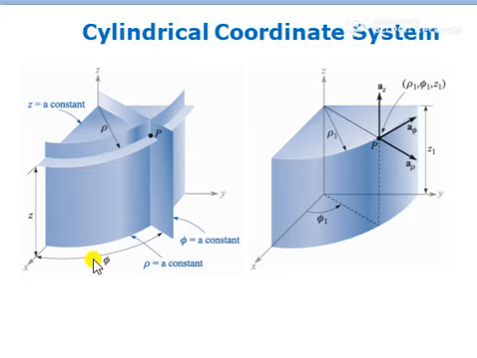Now if I want to represent a point in this coordinate system, you can have all these planes, and the intersection of these planes will give you a point P here. You can see over here rho 1 is moved here, with some value phi 1 and z1. So this gives a point P which has rho 1, phi 1 and z1.